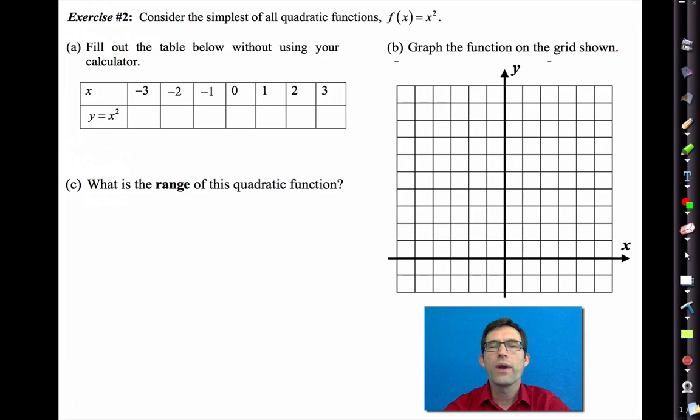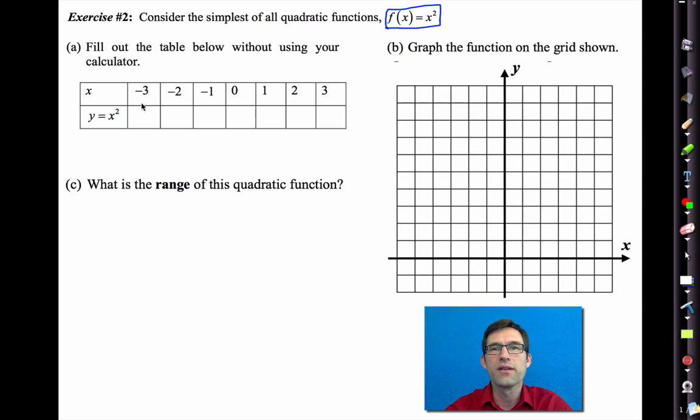Now, whenever you're building up functions, it is often helpful to start with the simplest of all types of that function. And the simplest of all quadratic functions is the function that just simply takes the input and squares it. And what I'd like to do is check out what that graph looks like. And it's pretty easy. Watch, let's do it.